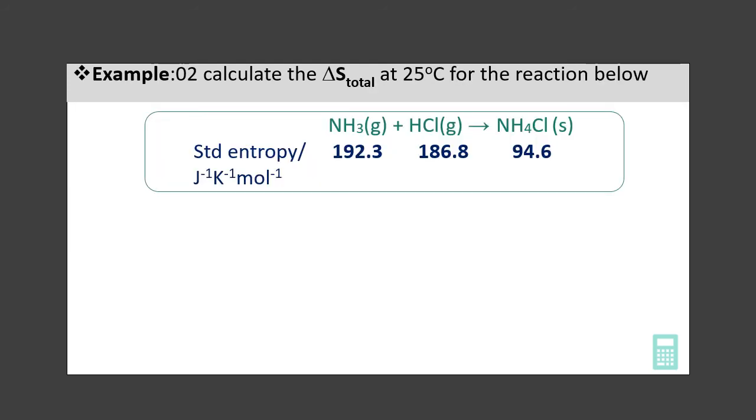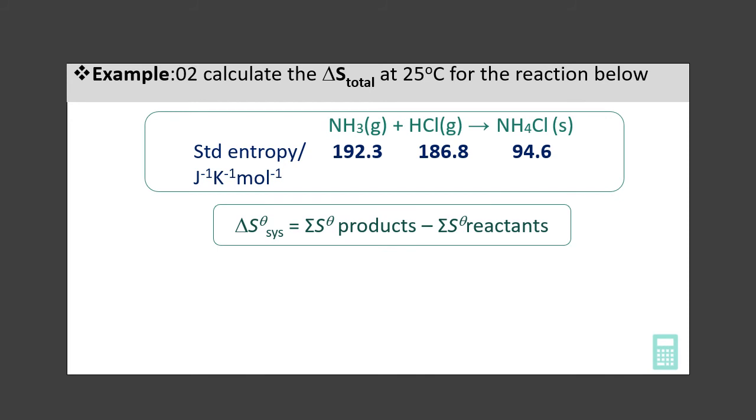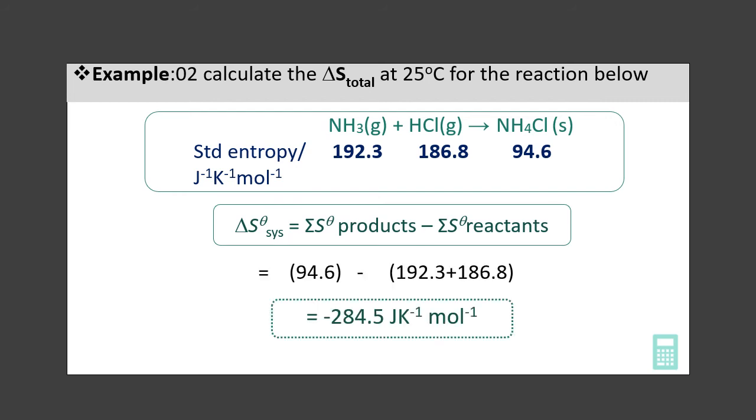To calculate delta S total, let's first calculate the system value. And before you calculate, you can even predict the sign of the value. You have two gases reacting to form a solid. Entropy should decrease, so we would expect a negative value. But let's see if this holds true. Start with the expression. By now you should remember this expression here. Put in the values, substitute it, and see if you have something like that. Your final answer should be a negative value, negative 284.5. Don't forget the units.